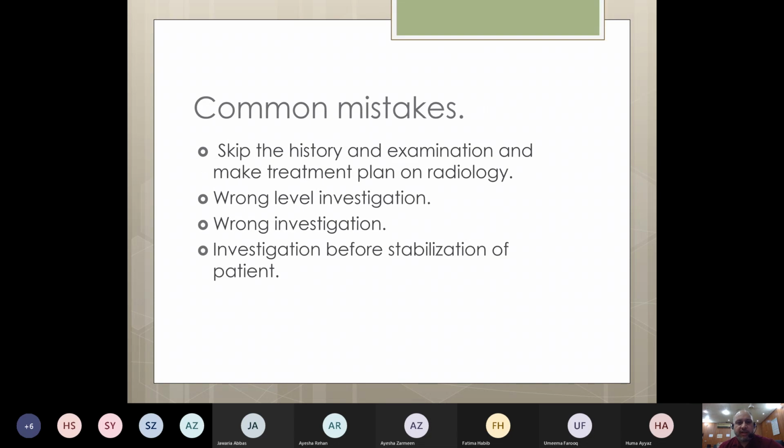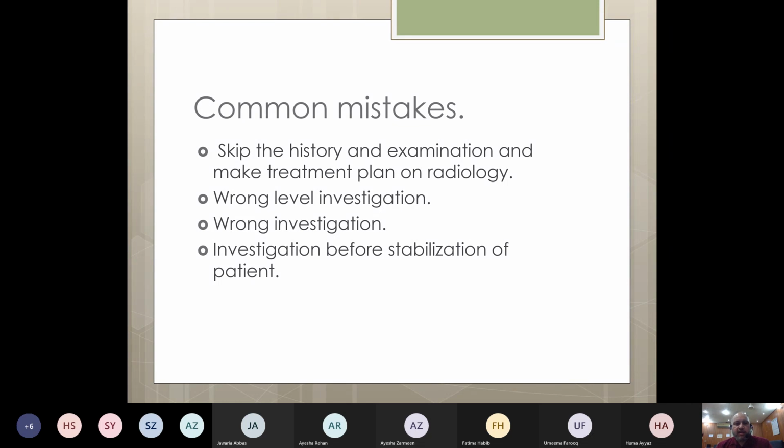But what are the common mistakes that we make when we approach a patient? Not only when you are in your house job, but even when you are doing your post graduation, usually people skip the history and examination and try to make a treatment plan based on radiology. And because they don't have history and examination, usually they do a wrong level investigation or a wrong investigation which is not indicated for this disease or this process.